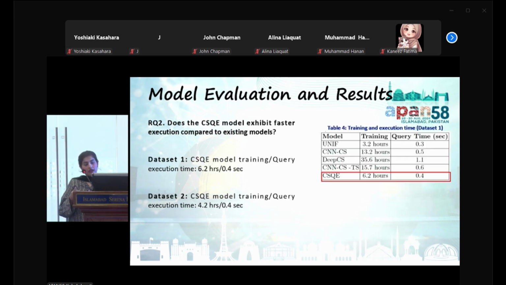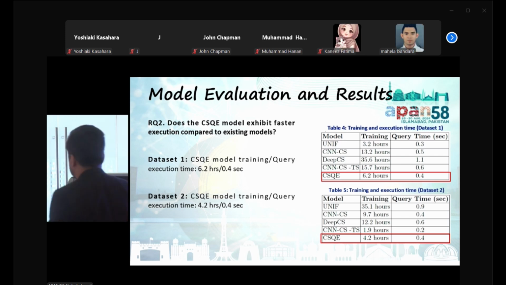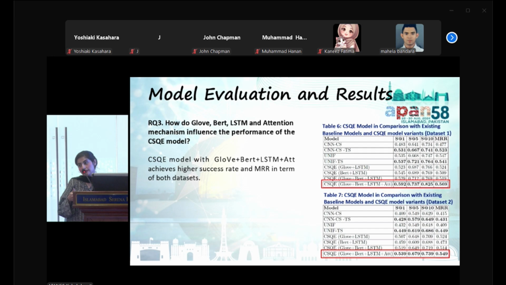So these are the results. As you can see, the training and the query processing time is comparatively low for the proposed model, and we have also tested the model with different variants. As you can see, the model with GLOVE, BERT, LSTM and attention mechanism achieves the highest accuracy.